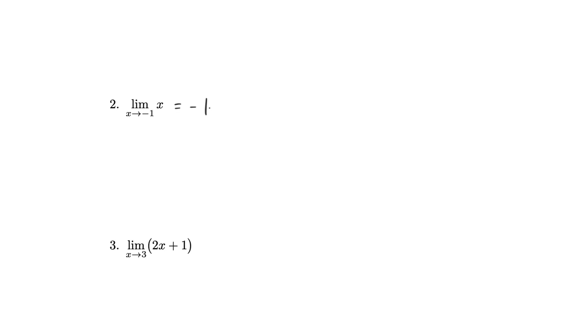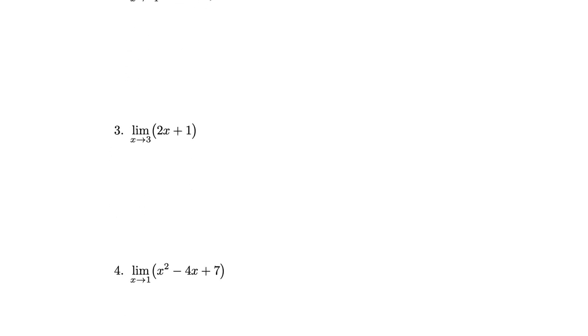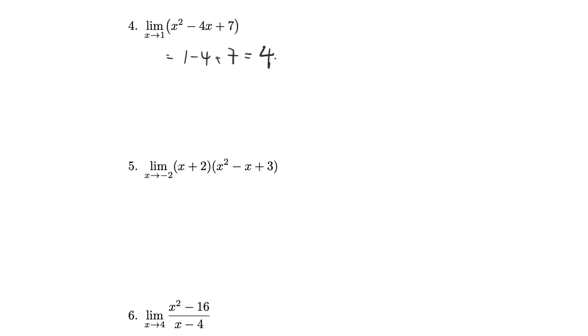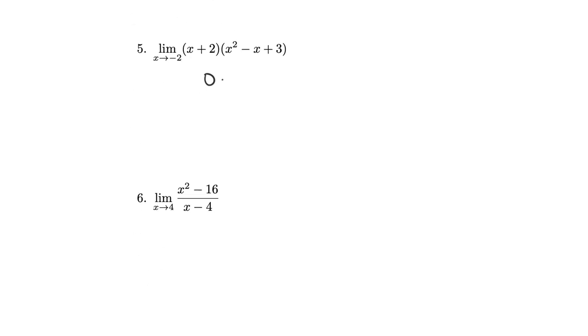So -1 as x, so you get -1. Here you plug in x equals 3, that's 7. Also, by the way, feel free to try breaking these apart. These are all helpful examples. But here you would just do 1 minus 4 plus 7, and that is equal to 4. Here, we plug this in, we would find that the first factor is 0, so it's just 0.